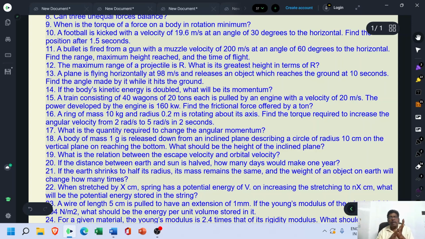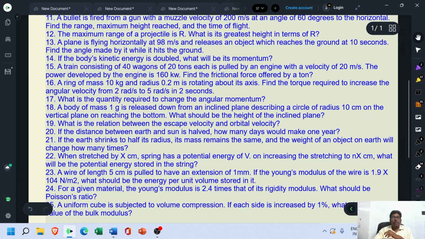12th question. The maximum range of a projectile is R. What is its greatest height in terms of R? Then 13th question. A plane is flying horizontally at 98 meters per second and releases an object which reaches the ground in 10 seconds. Find the angle made by it while it hits the ground.